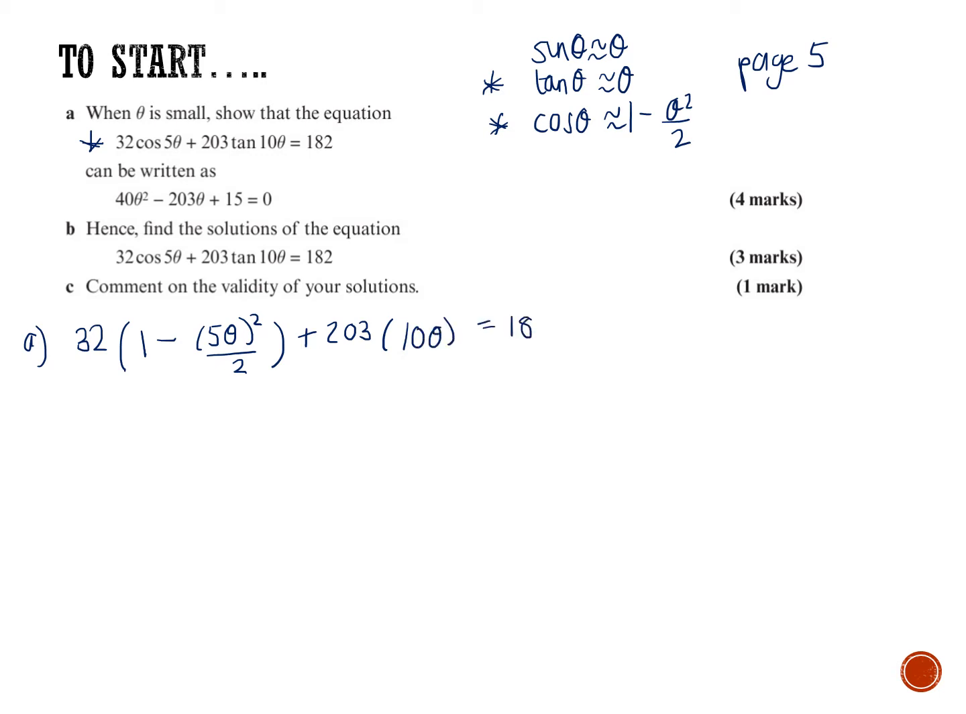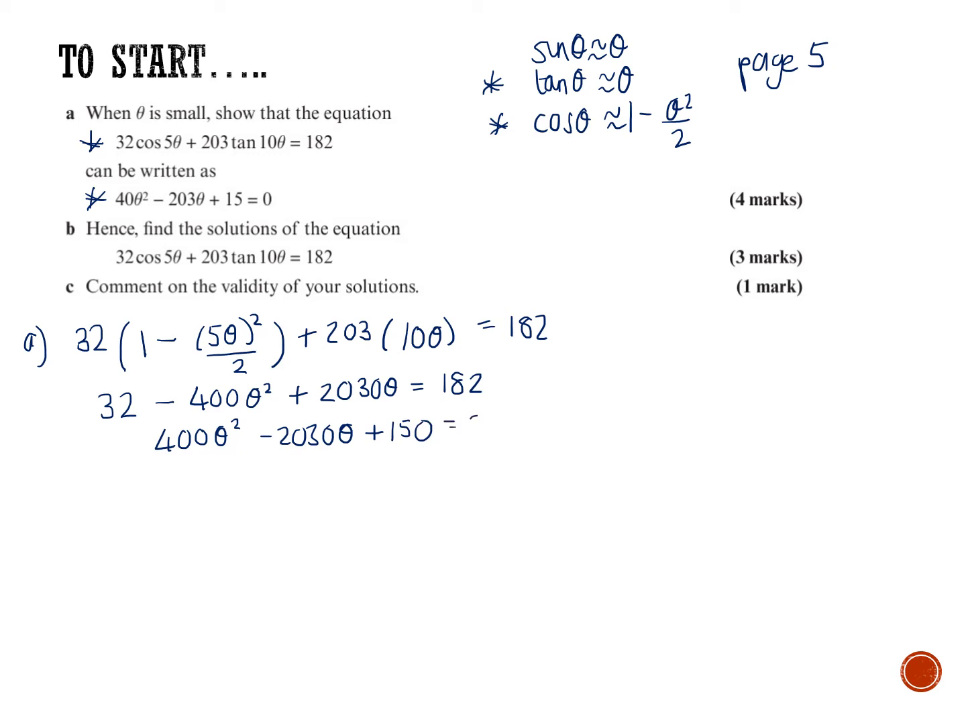Equals 182. I'm going to expand out my bracket here. So 32 minus, use your calculator to help you there, 32 times 5 squared divided by 2 gives me 400 theta squared. And then this gives me 2030 theta equals 182. Have a look at the thing you're trying to prove up here. They've put all of it on one side with a positive amount of theta squared. So I'm going to move everything over to the right hand side. So I get 400 theta squared minus 2030 theta, and then 182 minus 32 gives me 150.